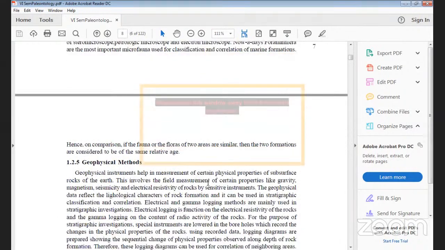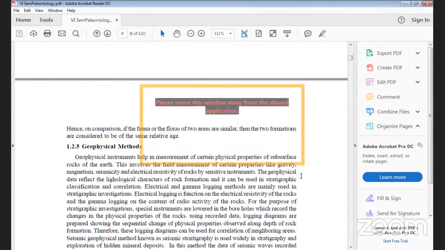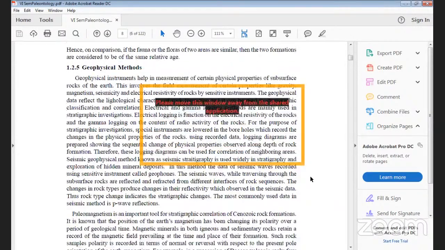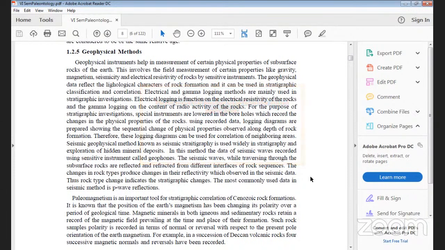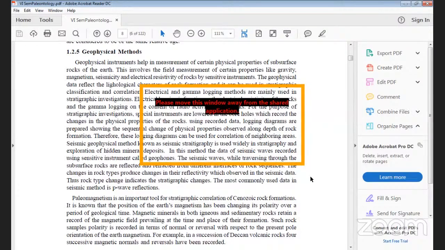This we discussed yesterday, and today we are going to discuss the geophysical methods. The geophysical instruments help in the measurement of certain physical properties of rock subsurface within the earth. It involves field measurements like gravity, magnetism, seismicity, and electrical resistivity of different rock formations using different sensitive instruments.